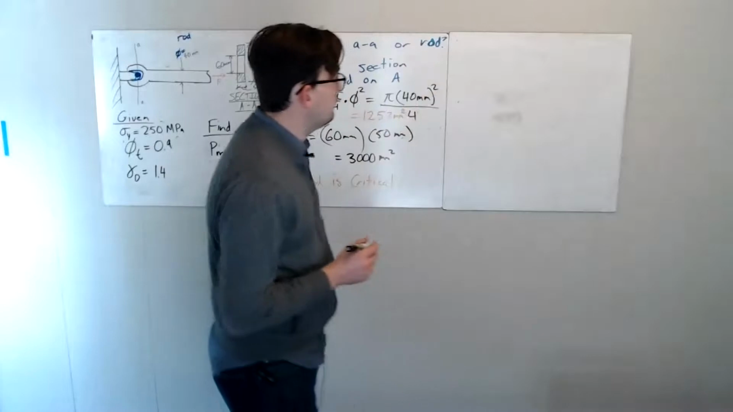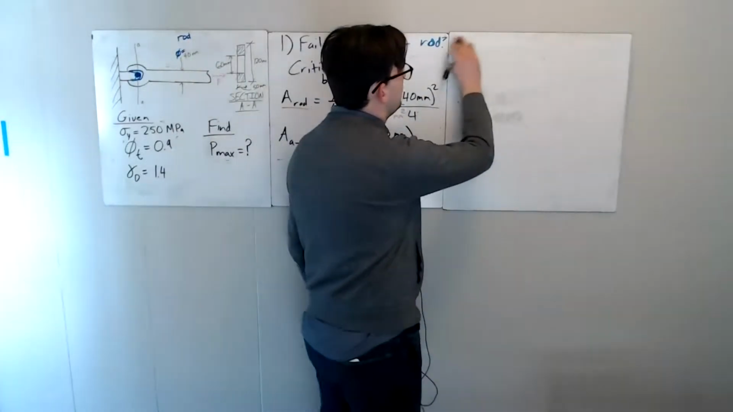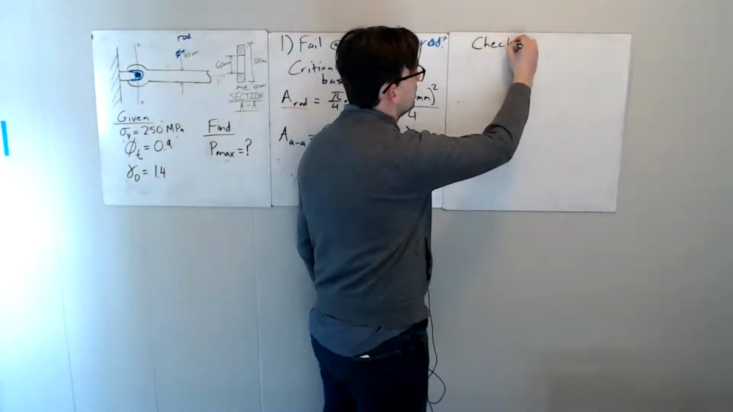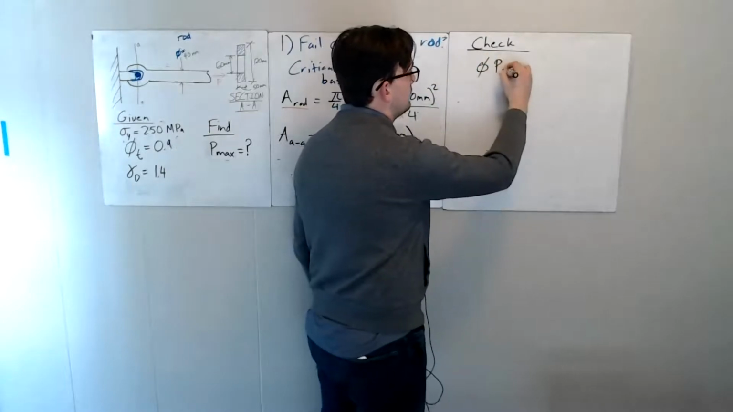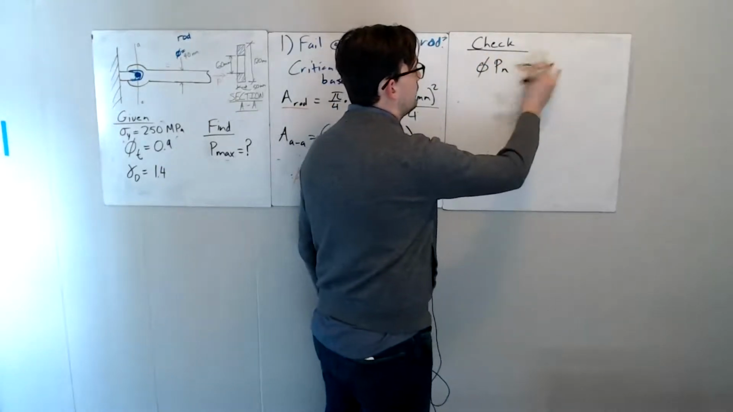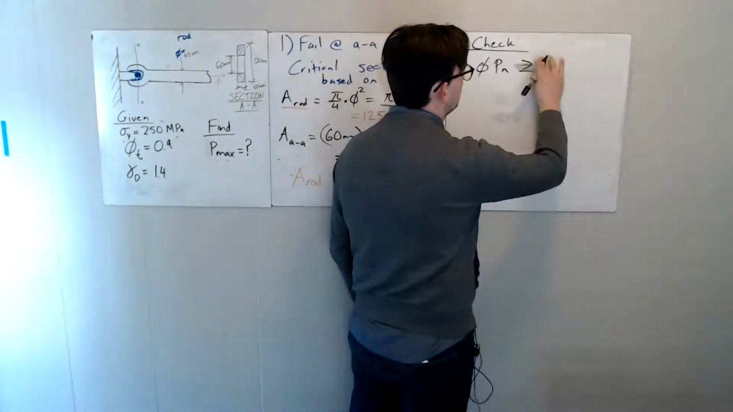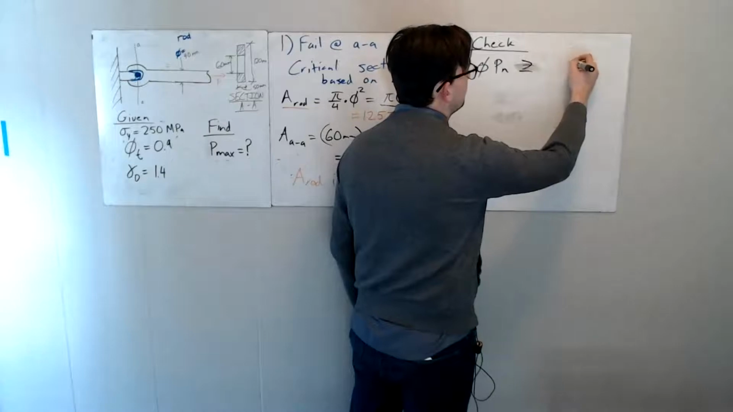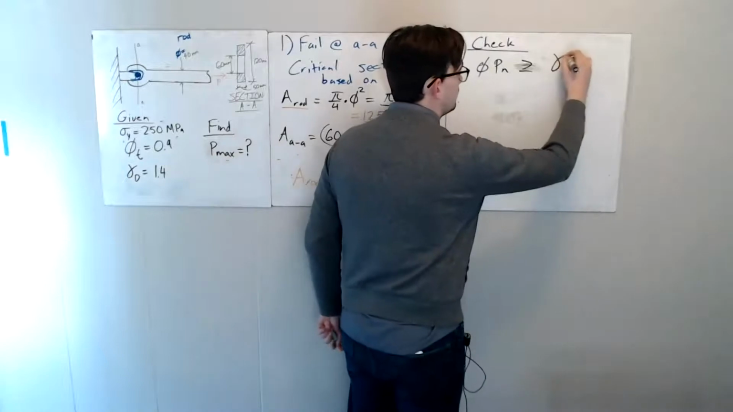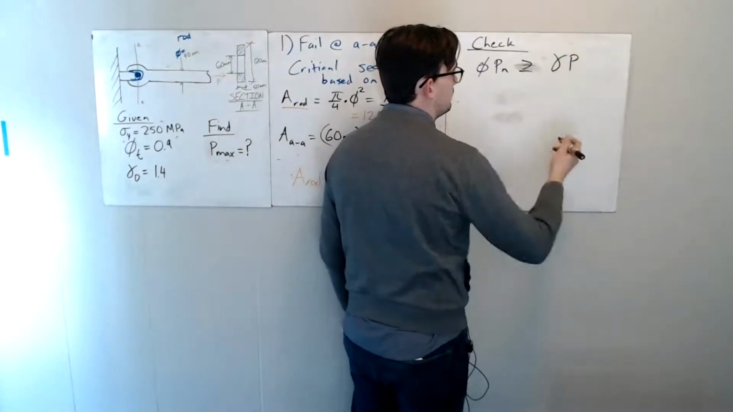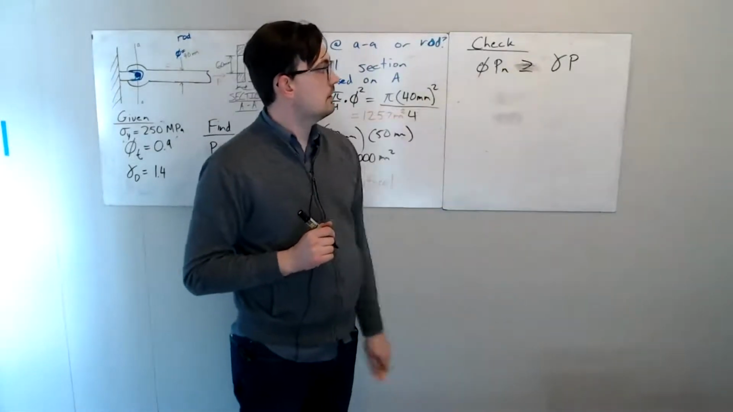All right, so we want to figure out what our expected load is. So we say, okay, we want to check that phi times P of n is greater than or equal to our load times its load factor. So our load factor is given there, that's our gamma, and we're just going to call this P, right? We want to make sure that this is our capacity versus that, and that this is greater.